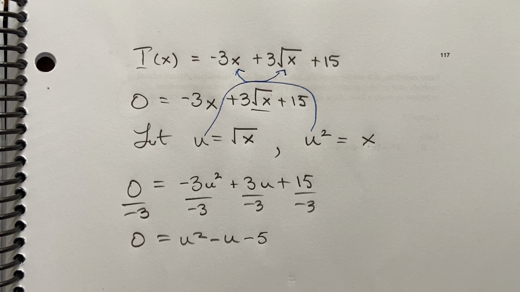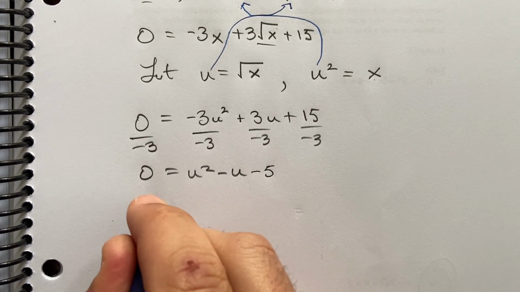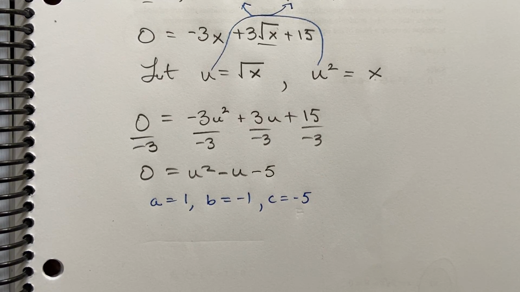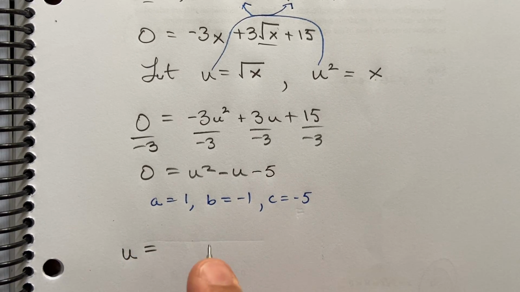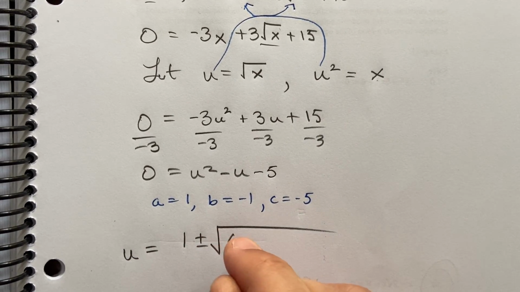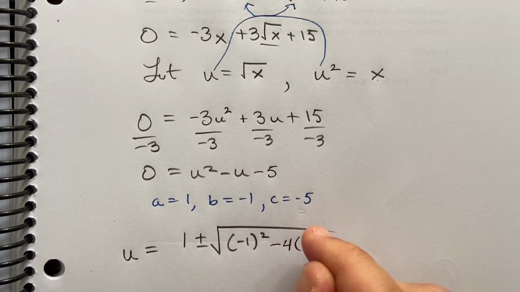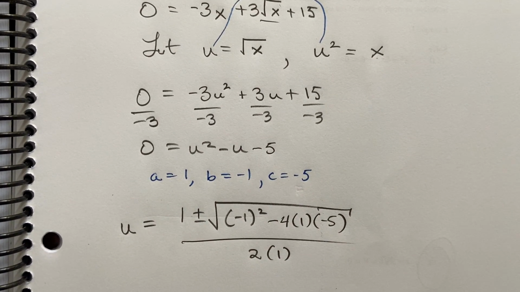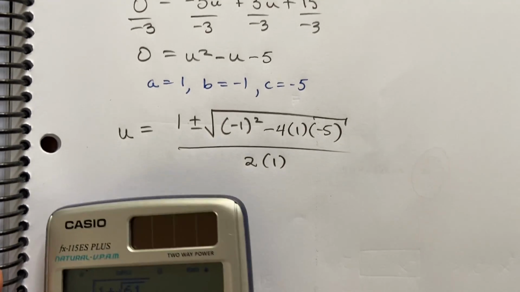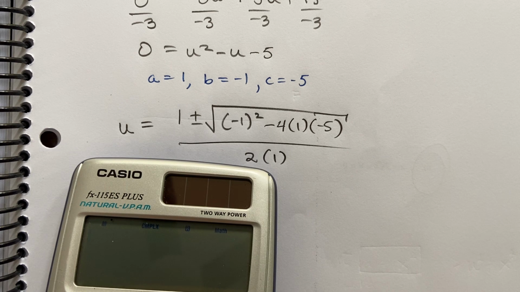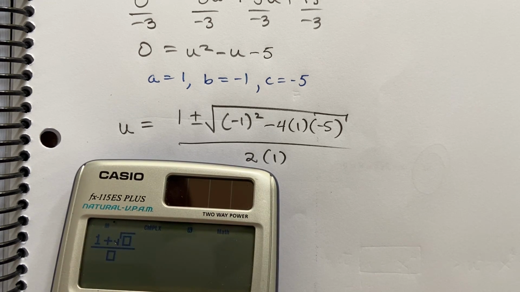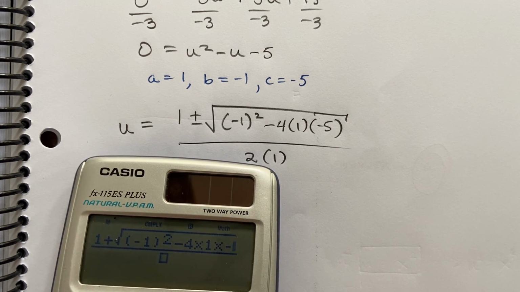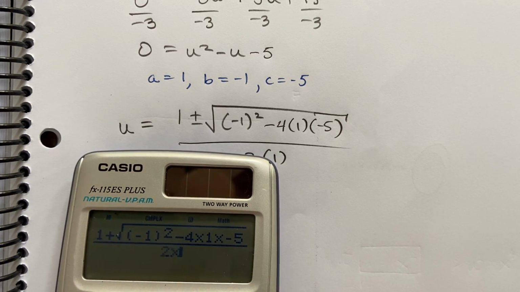And I can again use the quadratic formula. So I have that a is 1, b is negative 1, and c is negative 5. So u equals opposite of b plus and minus the square root of b squared minus 4 times 1 times negative 5 all over 2 times 1. And simplifying this, I'll go ahead and type this into the calculator. So fraction 1 plus square root of negative 1 squared minus 4 times 1 times negative 5 over 2 times 1.